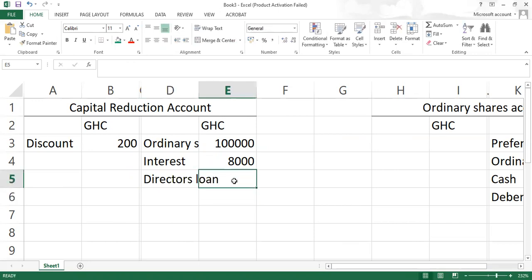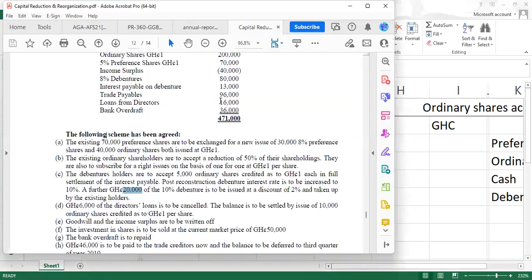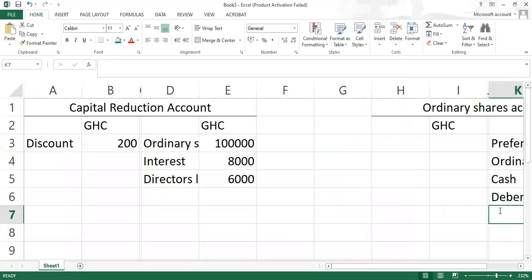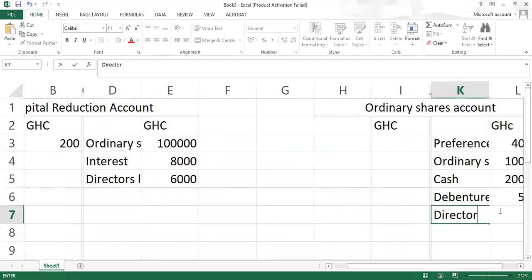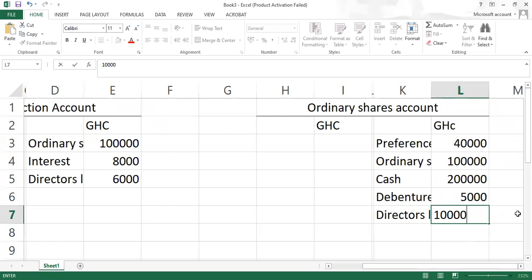So what will happen to the remaining 10,000? What are we doing to them? We are issuing them equity shares. Yes, equity shares. This will increase. We have the director's loan here, the equity shares account. Director's loan, which will give us 10,000. Can we move on? Yes.